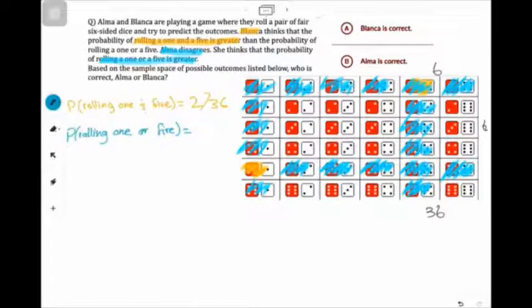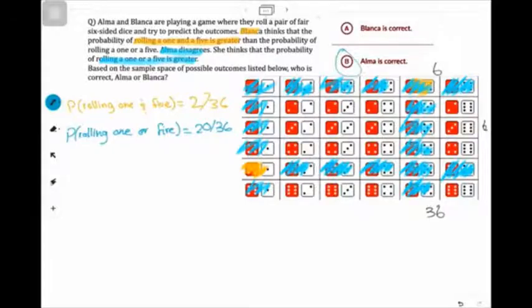As you can see here, we have 20 out of 36. Alma is correct. Option B is the correct answer because Alma thinks that the probability of rolling a 1 or 5 is greater.